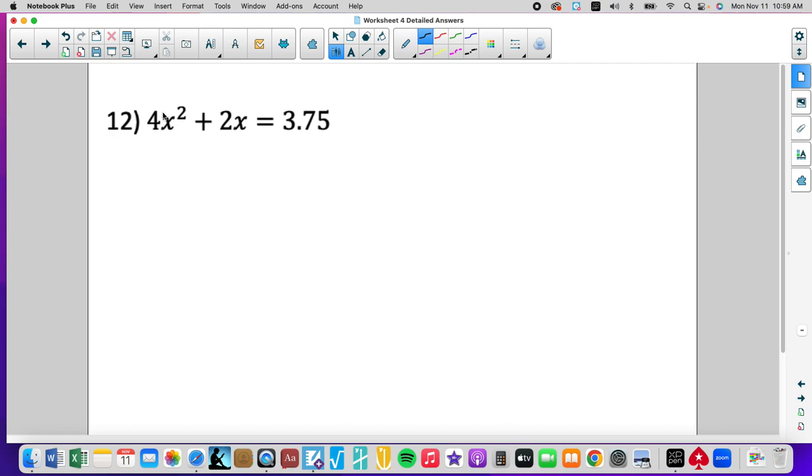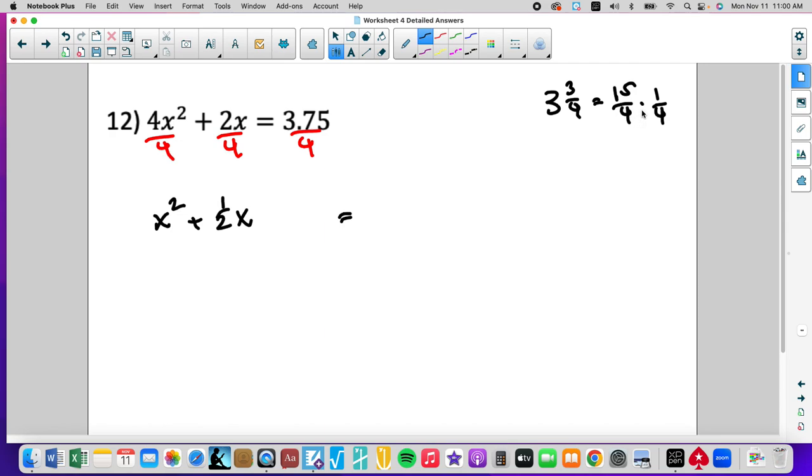Same thing, we've got to get rid of this. This time, we do that by dividing by 4. So we have to divide everything by 4. So that becomes x squared, that becomes 1/2 x equals 3.75 divided by 4. I kind of want a fraction, I don't like decimals. So 3 3/4 is 15/4. And if we divide by 4, which is like multiplying by 1/4, that's 15/16.